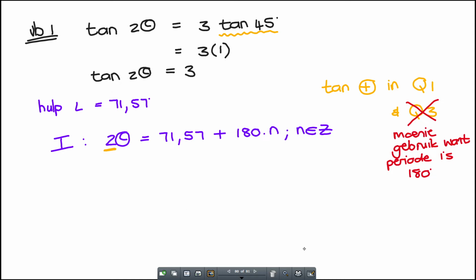Wat gaan ek doen? Ek gaan alles gaan deel met 2, nee. Okay, which means that theta will be 35,79 plus, en hierdie moet ook gedeel deur 2, so that will be 90 times n. Remember, when we divide by 2, it's the same as taking that and putting everything over 2. So, I've got to divide my help angle and the 180n.